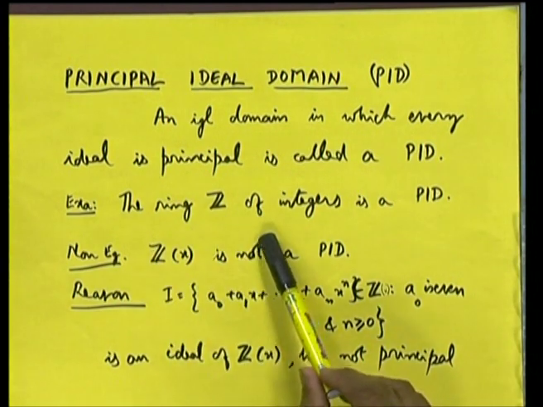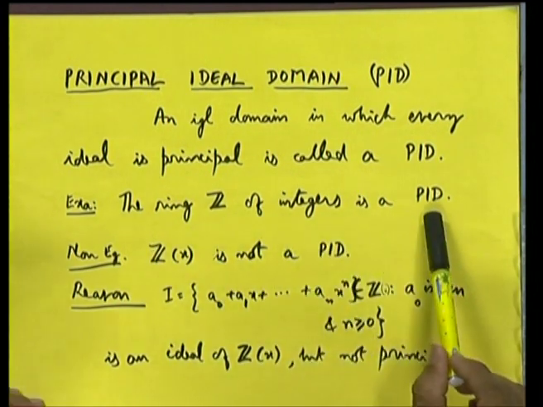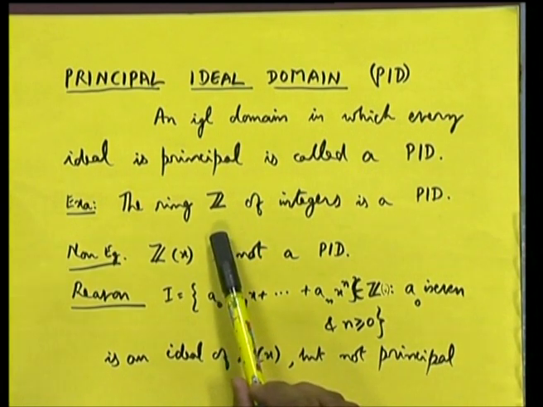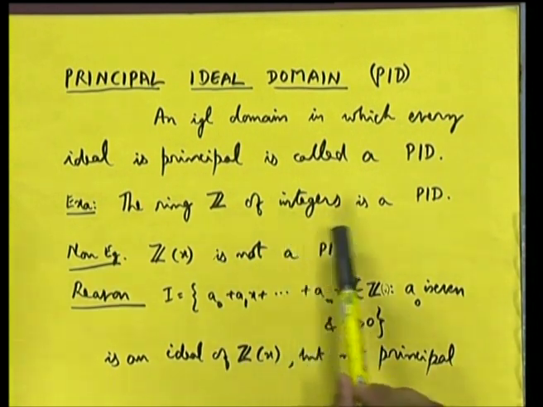Let us look at an example. The ring Z of integers is a PID, that is the set consisting of 0, 1, 2, 3 and so on, minus 1, minus 2, minus 3 and so on is known to be a ring, and we can see that in this ring all the conditions of this definition are satisfied. Therefore, the ring Z of integers can be seen to be a PID.